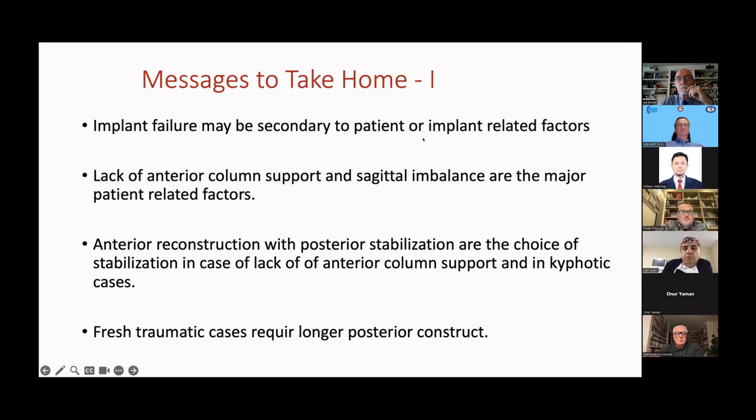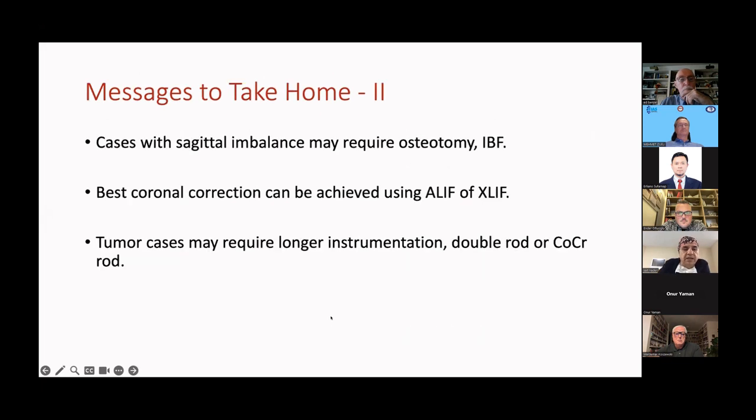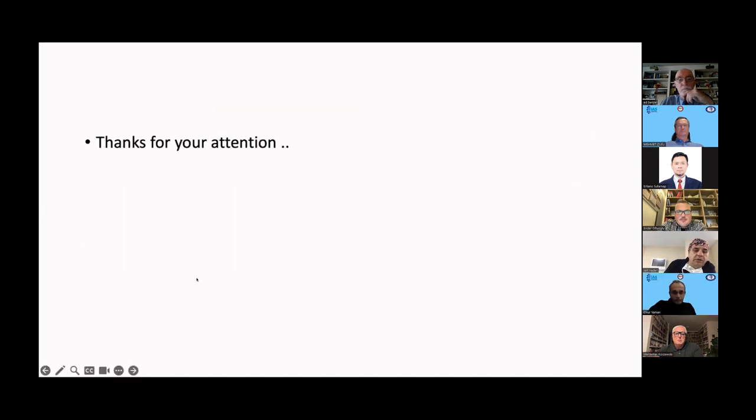Implant failure may be secondary to patient or implant-related factors. Lack of anterior support and sagittal imbalance are the major patient-related factors. Anterior reconstruction with posterior stabilization is the surgeon's choice in case of lack of anterior support and kyphotic cases. Fresh traumatic cases require a longer posterior construct. Cases with sagittal imbalance may require osteotomy. And the best coronal correction can be achieved using A-lift and X-lift. Tumor cases may require longer instrumentation or double rod or cobalt chrome rod to provide stability. Thank you for your attention.